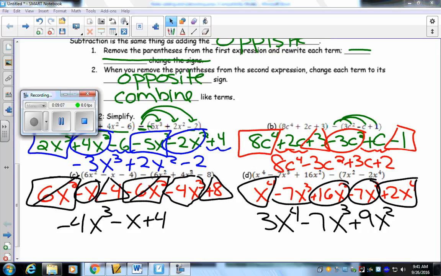All right, in D, 3x to the 4th, I got that from adding x to the 4th plus 2x to the 4th. Negative 7x to the 3rd doesn't have a buddy, and then 16x squared minus 7x squared gives me a positive 9x squared.